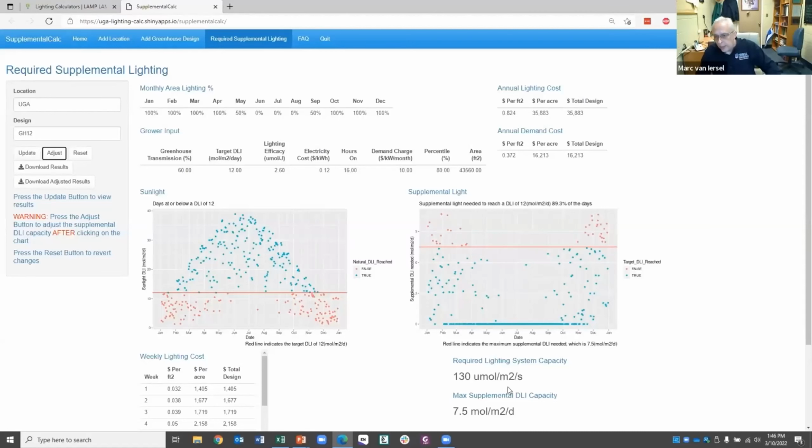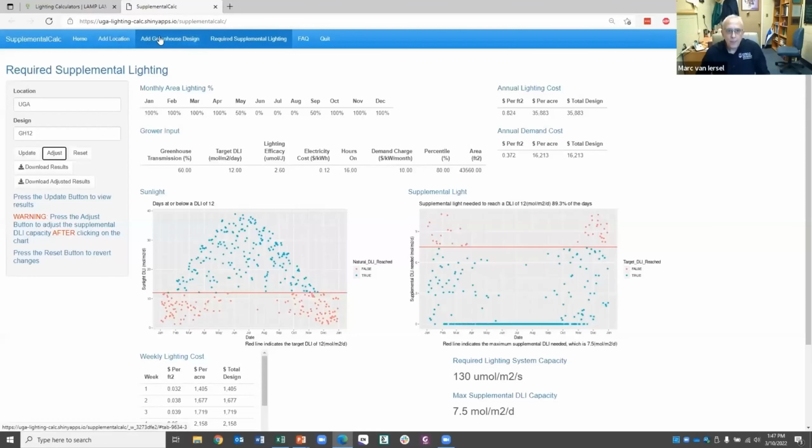But now you need to install a lighting system that can provide 130 micromoles per square meter per second. And the cost of running that lighting system has increased to almost $36,000 for the electricity and $16,000 for the demand charge associated with that. So in total, this would be just over $50,000 per acre.